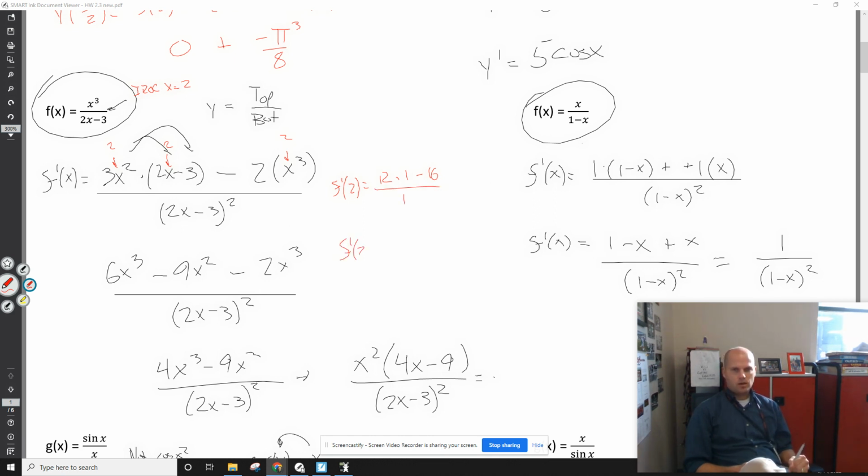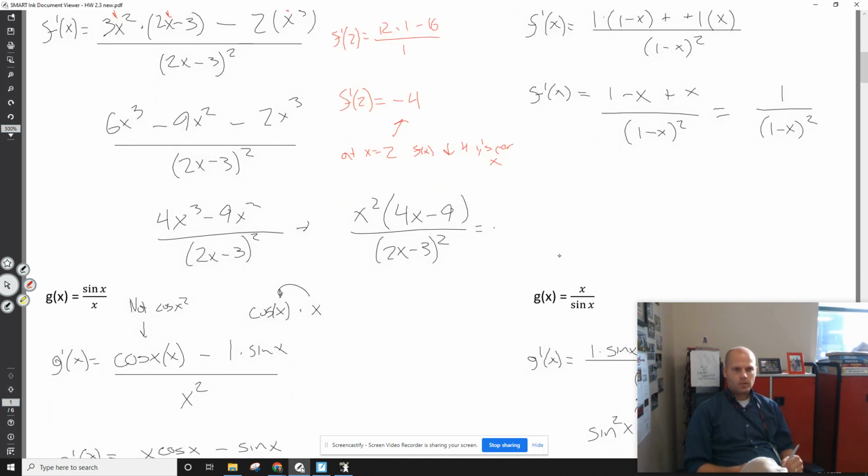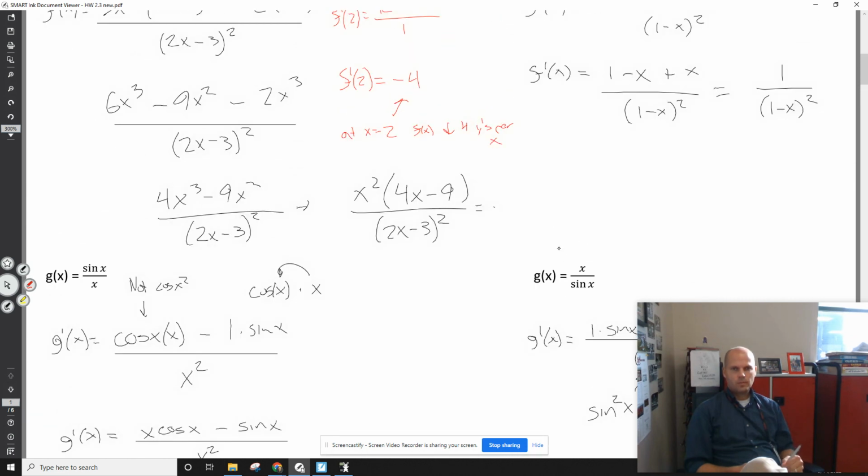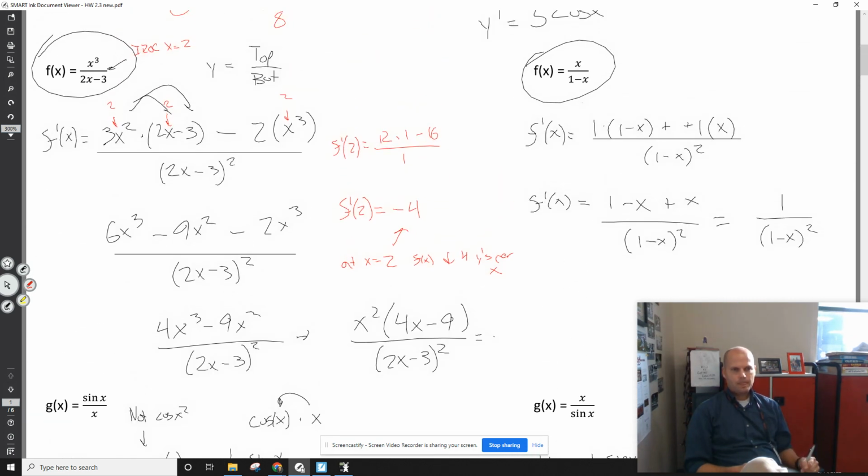So I find the slope of the tangent, which is the instantaneous rate of change of this function, how quickly this is changing, is negative 4. Remember the interpretation of this. At x equals 2, this function is going down 4 y's per x at that location. Okay, it's not on average, it's now right there. We're doing this f at 2. We're doing the g's at pi.